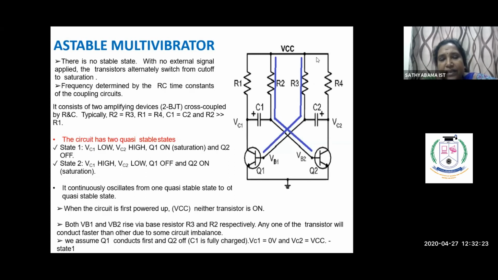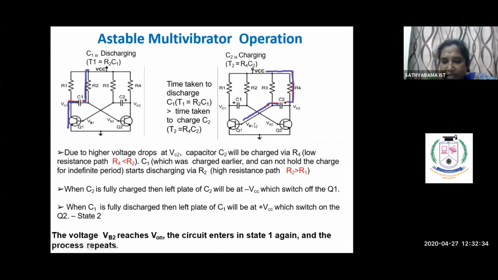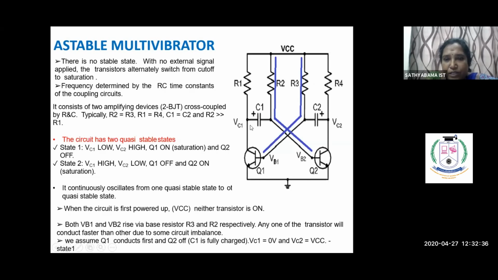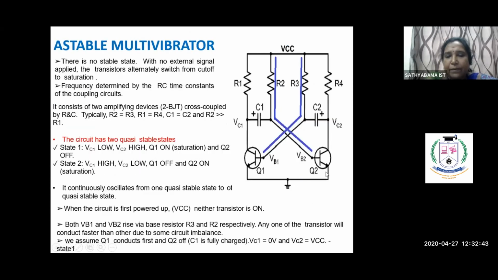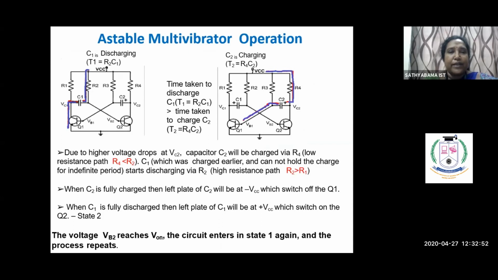On means the collector to emitter terminal is short. So this positive is directly connected to the emitter terminal. So this is what is happening in the charging and discharging condition. Briefly, just look at the circuit diagram of this charging and discharging of the capacitances.